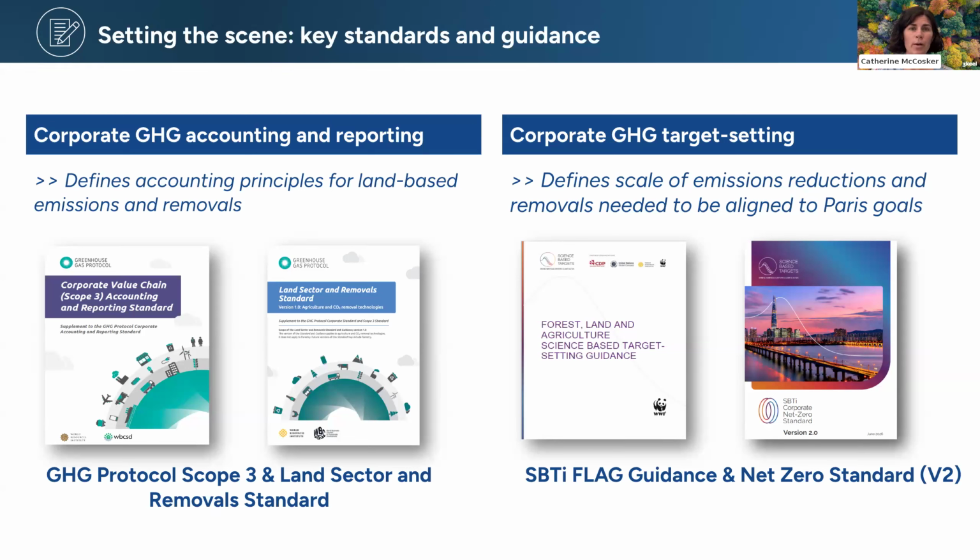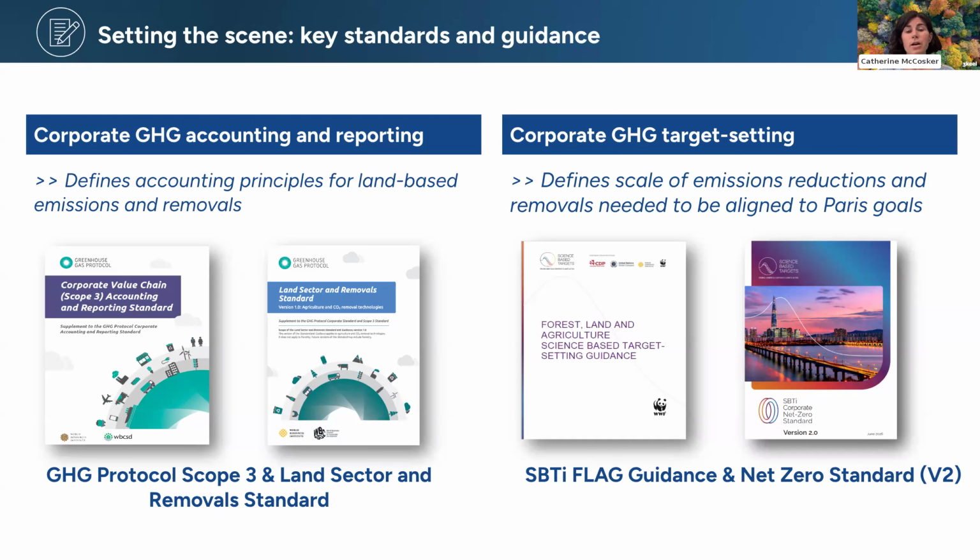Most of you are probably well aware of this, but just to set the scene, there are two key organizations that dictate the rules for corporate climate targets. The Greenhouse Gas Protocol defines the rules for corporate accounting and reporting, and they have a number of standards relevant to different sectors. The ones most relevant to the land-based sector are the Greenhouse Gas Protocol Scope 3 standard, which is the corporate value chain standard, and this one, the new land sector and removals standard.